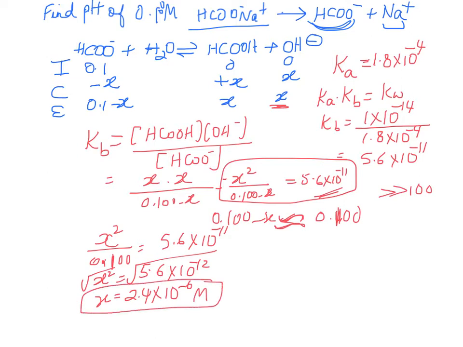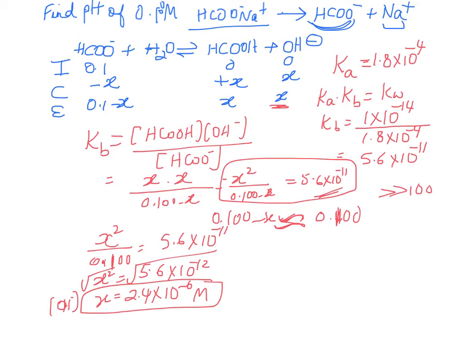But what was x? X was hydroxide. So if I have hydroxide, I pretty much have the pOH. And if I have pOH, I'm going to subtract that from 14, and that will give me pH. Alternatively, you can determine the hydronium ion concentration by dividing 1 times 10 to the negative 14 by the hydroxide, and then straight away take the negative log of that. So one way or the other, we will have the same value.